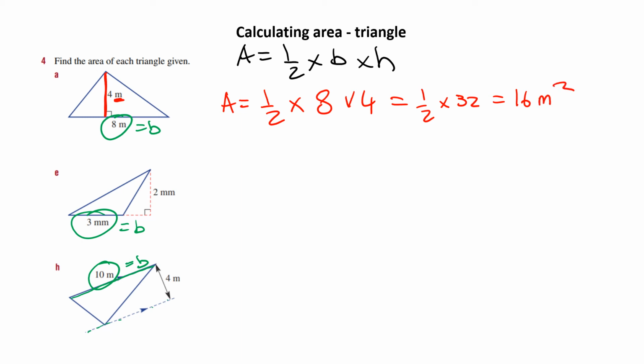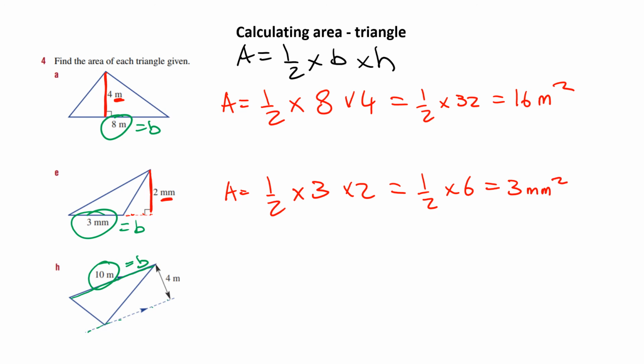This next one, A equals half times my base, which was 3. In this case, my height is 2. That's the vertex perpendicular to the base, represented by those dotted lines there, and that's 2, so times 2. That's going to be half times 6, and half times 6 is 3. Oh, I nearly made a mistake there. Units are millimeters, so it's millimeters squared.